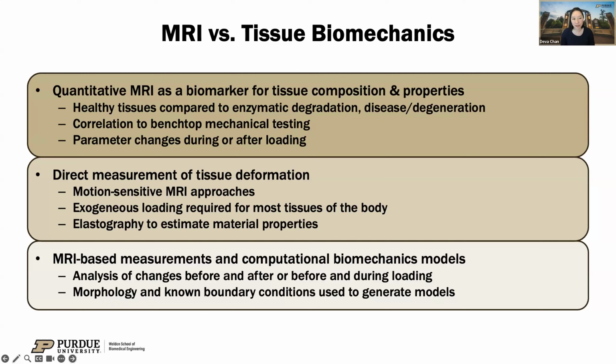And together, all three of these interactions between MRI and tissue biomechanics help to describe what I like to call the structure-function relationship. Quantitative MRI or compositional MRI gives us an idea of the underlying structure of a tissue. Direct measurement of these tissue deformations allow us to predict some kind of function. And usually we can use computational models and other analysis to establish some kind of relationship between the structure and the function.